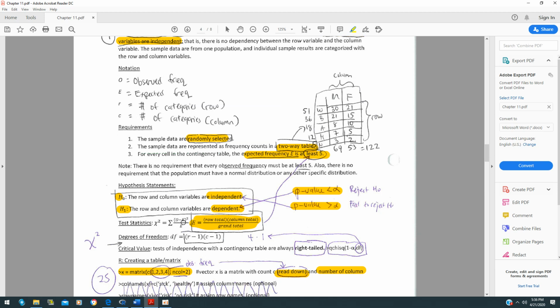Okay. To find your expected value, you take the row total times the column total divided by the grand total. What is a row total? A row total means you total up your row here.